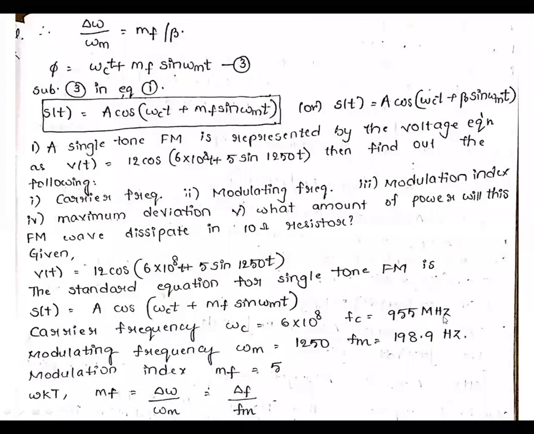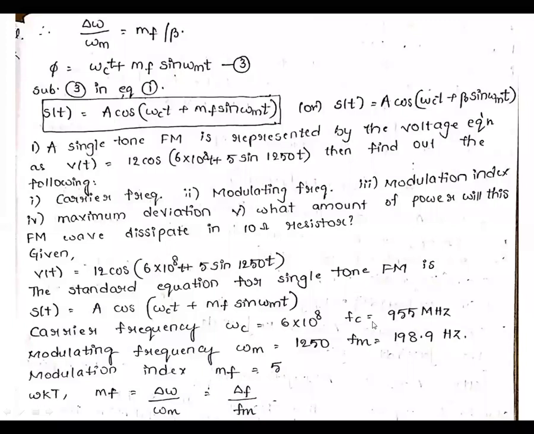955 megahertz. The modulated signal is omega m, that is 1250 t. Omega m is the modulated signal frequency. So omega c and omega m are the angular frequencies, whereas fc and fm are the instantaneous frequencies. So fm is the modulated signal frequency, fc is the carrier frequency, where fm is omega m by 2 pi, that is 1250 by 2 pi, that is 198.9 Hz.